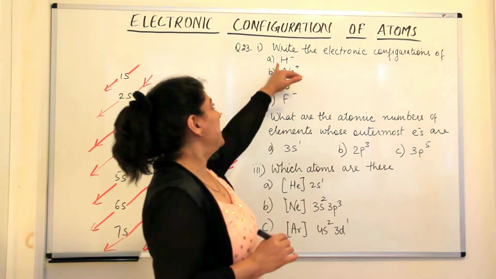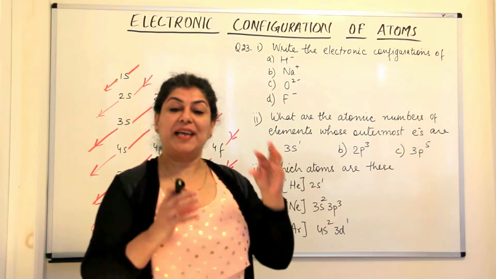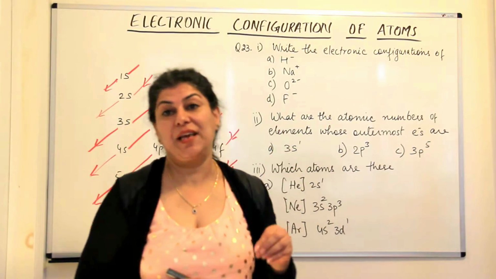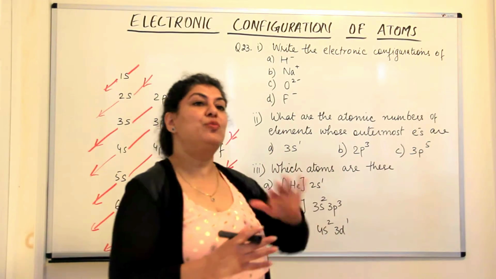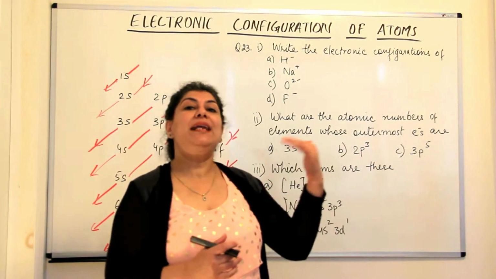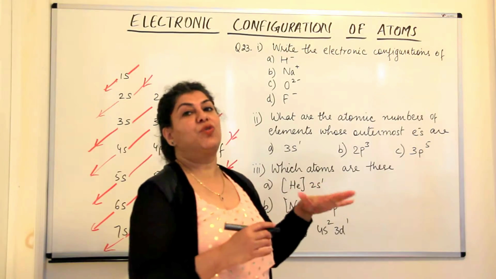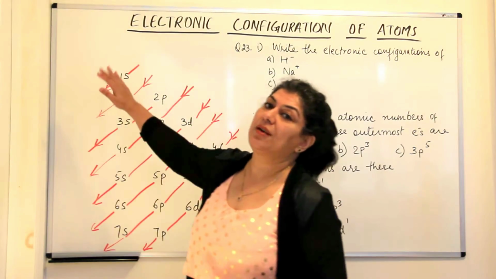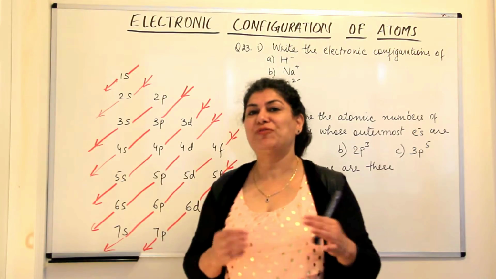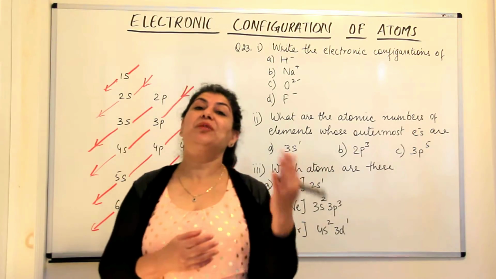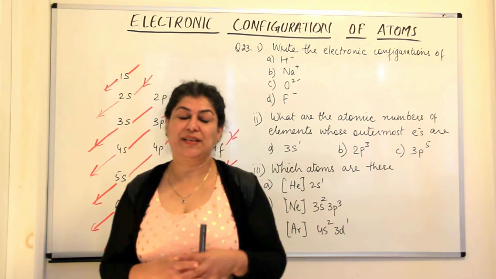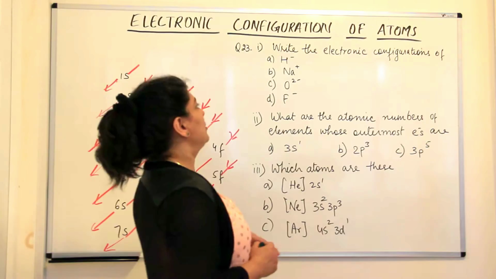But jokes apart, ions are nothing but atoms from which electrons have either been removed or added. When electrons are removed, the number of electrons decreases. But when electrons are added, these electrons would also occupy the orbitals according to their increasing energy. So nothing really changes except that the number of electrons is either more or less than the actual number in the ground state of an atom. So let's solve this question.